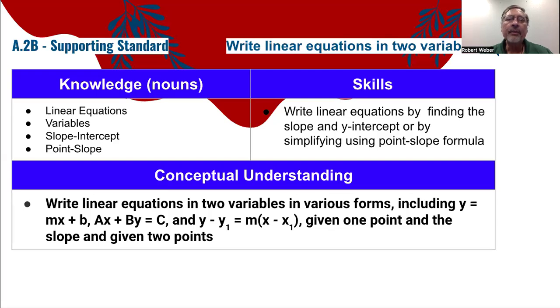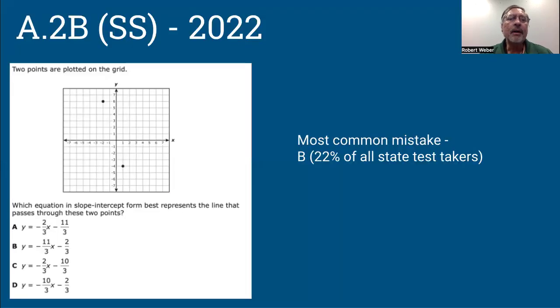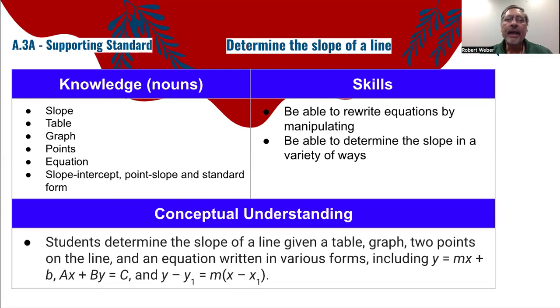A2B is a supporting standard, writing linear equations by finding slope and y-intercept, or by simplifying using the point-slope formula. This is a skill that I don't think we do a great job with, and we really do need to do a better job with. Conceptually, understanding how to use the point-slope formula makes life, in my opinion, so much easier than slope-intercept. So, a consideration for you. Examples from 2022. A3A, being able to rewrite equations, determining the slope of a line, rewrite equation to slope-intercept form, being able to determine the slope in a variety of ways.